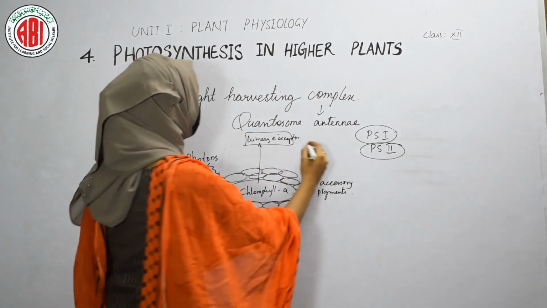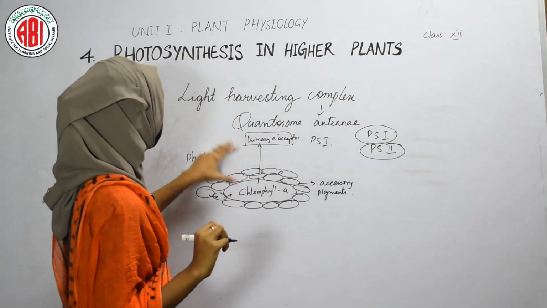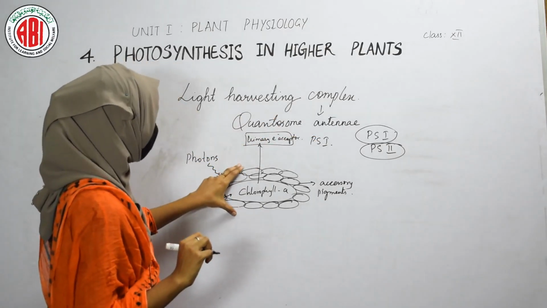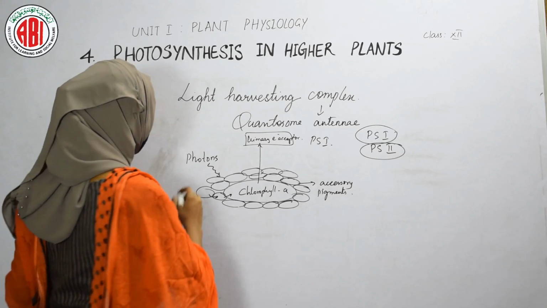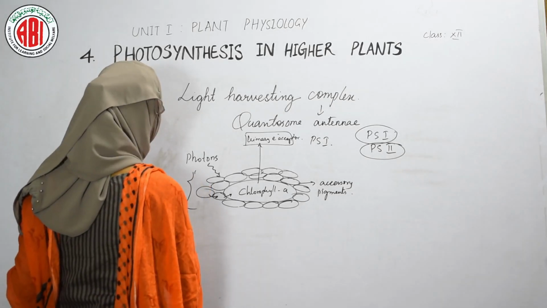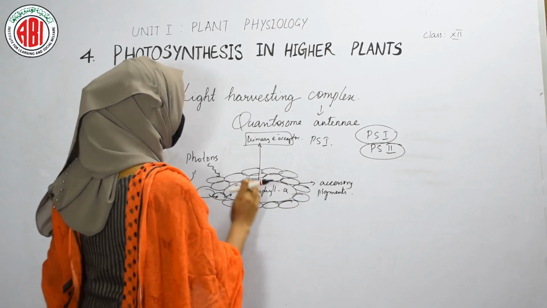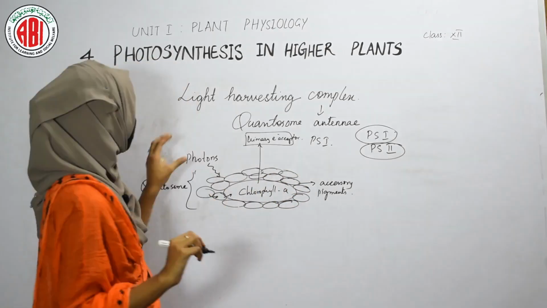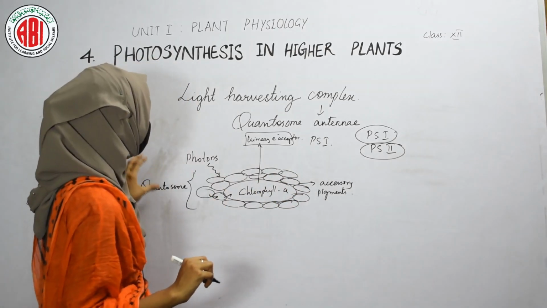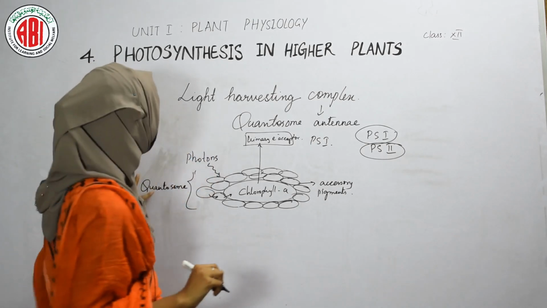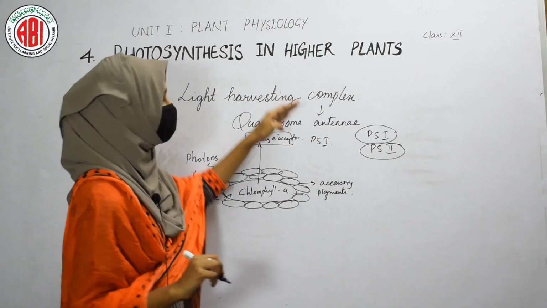In photosystem 1, this whole thing is present, that is, it is composed of the light harvesting complex, where we can find the quantosome and even the primary electron acceptor. Quantosome is nothing but the main reaction pigment and the accessory pigments. So, the quantosome and the primary electron acceptor together can be called the light harvesting complex or antennae.